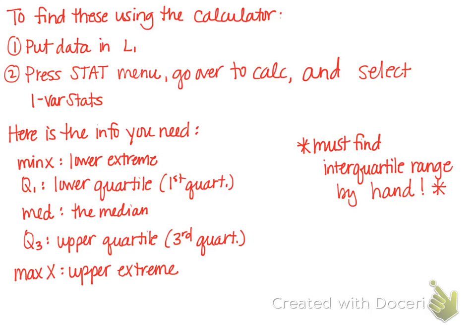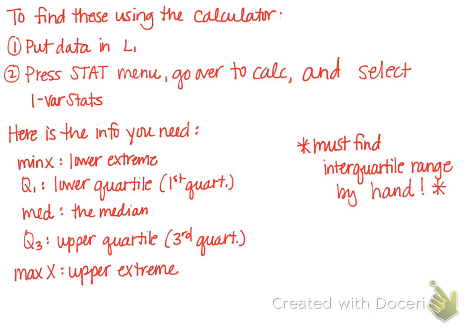So we can use your calculator to find all this data for us. So you're going to put your data in L1. So go to Stat, Edit, and put it into L1. You don't need an L2 in this case. After you put your data in, press Stat, go over to the Calc menu, and you're going to select one var statistics. It means one variable statistics.